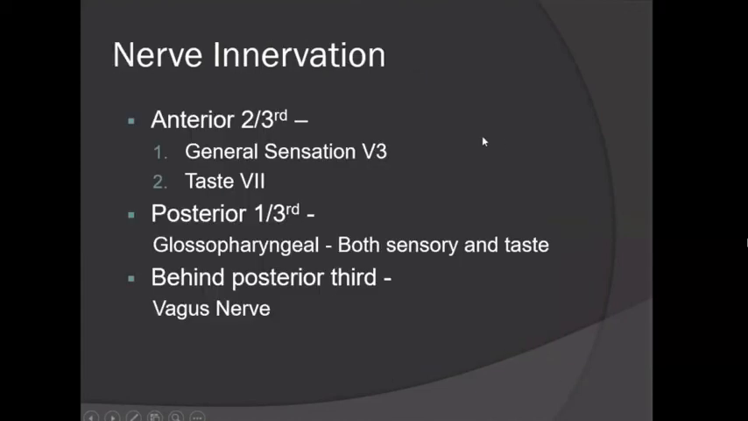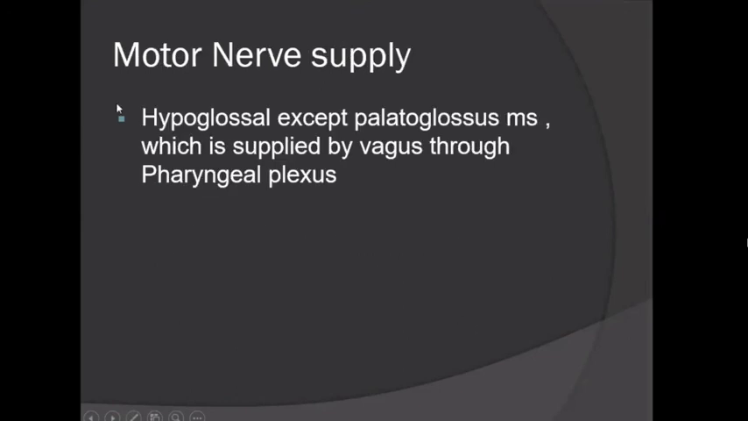Now, regarding the nerve innervation, the general sensation of the anterior two-thirds of the tongue is from the third division of the trigeminal nerve. The taste comes through the chorda tympani from the 7th cranial nerve. Now, for the posterior one-third, both sensory as well as taste function is from the glossopharyngeal nerve, and the most posterior part is the vagus nerve. As far as the motor supply is concerned, all tongue muscles are innervated by the hypoglossal nerve, except the palatoglossus, where the innervation comes through the pharyngeal plexus from the vagus.